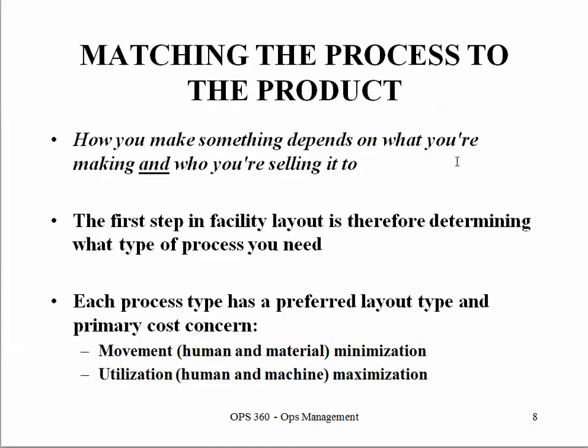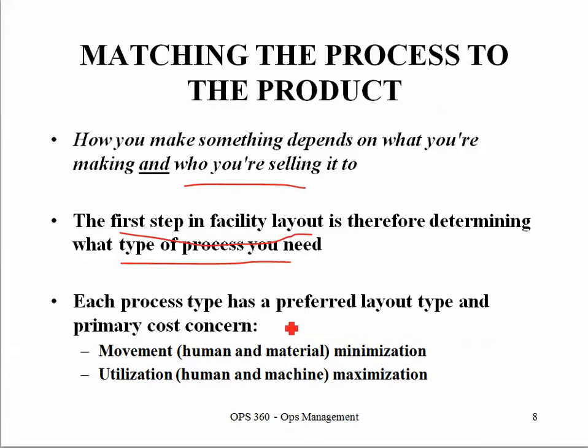So the basic lesson in here is that we need to match the process to the product, or the types of products that we want to produce. Whether we're going to have an assembly line or a job shop really depends upon what we're making and the nature of those products. So that's the first step in facility layout, is trying to figure out what type of processes we need, which really depends upon the types of product that we're making and who we're selling those products to. Now, once we do that, then we can worry about coming up with a good layout for the type of process that we have.